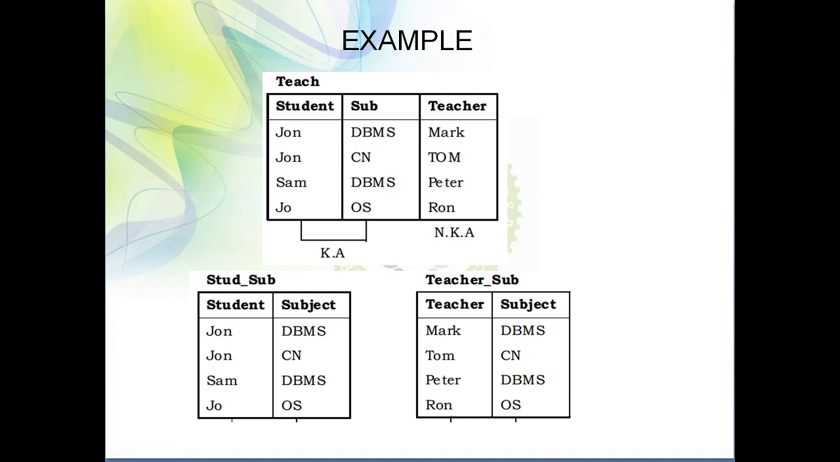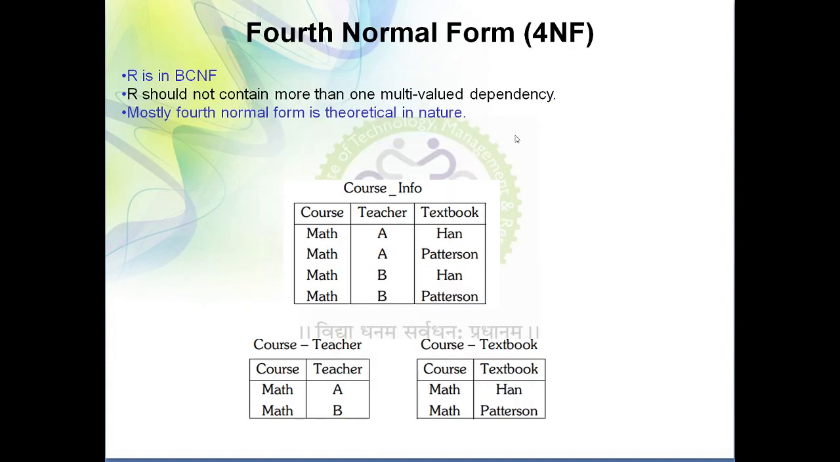So this is the third normal form and BCNF. Now the next type of normal form is the fourth normal form. So what is the fourth normal form? Again two conditions are there. The first condition is that a relation should be in BCNF, and second, the relation should not contain more than one multi-value dependency.